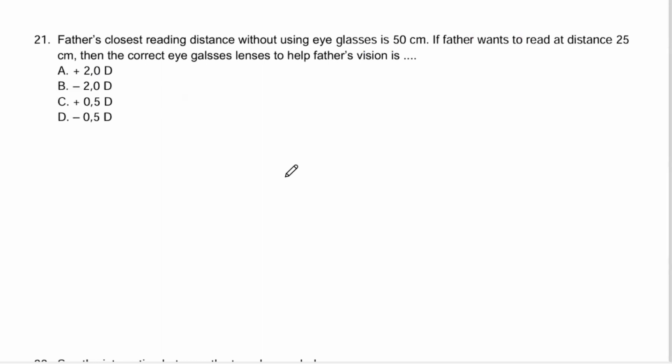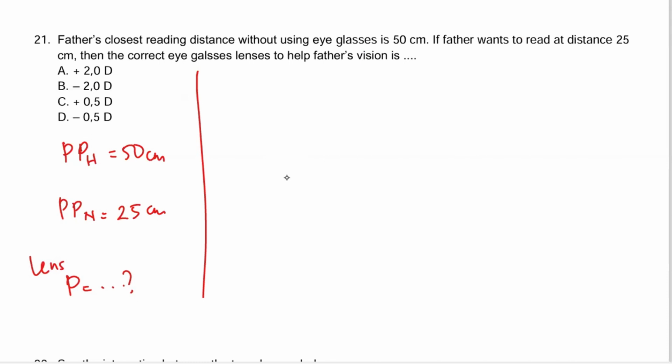Father's closest reading distance without using eyeglasses is 50 centimeter. So this is the punctum proximum of the father, 50 centimeters. So it says that he's wearing glasses. So this is actually the PP of the hypermetropia. And the father wants to read at the distance 25 cm. So this is the PP of the normal people. The punctum proximum is 25 cm. What is the correct lens to insert into the glasses to correct the father's vision? So you need to find what is the lens, and also the power.